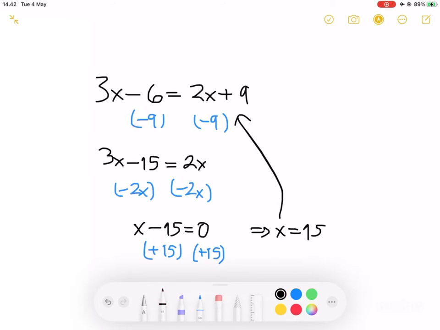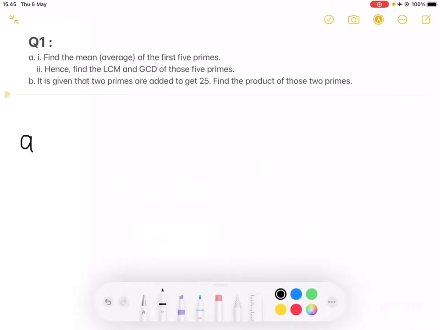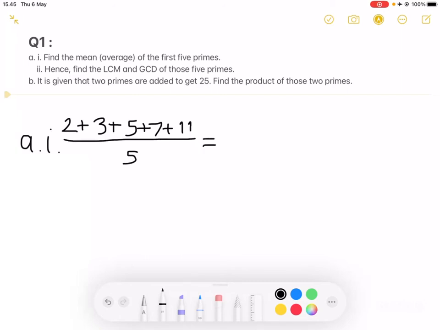Here's question 1. For part 1 of part A, we need to find the mean or the average of the first 5 primes. Notice that the first 5 primes will be 2, 3, 5, 7, and 11. And we can divide this by 5 to get the mean, and you'll get an answer of 5.6.